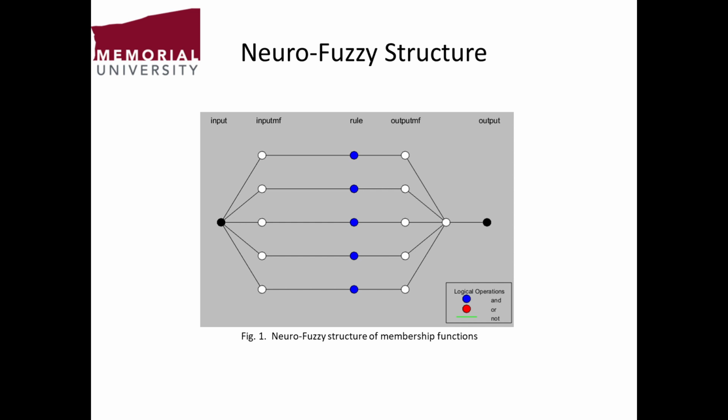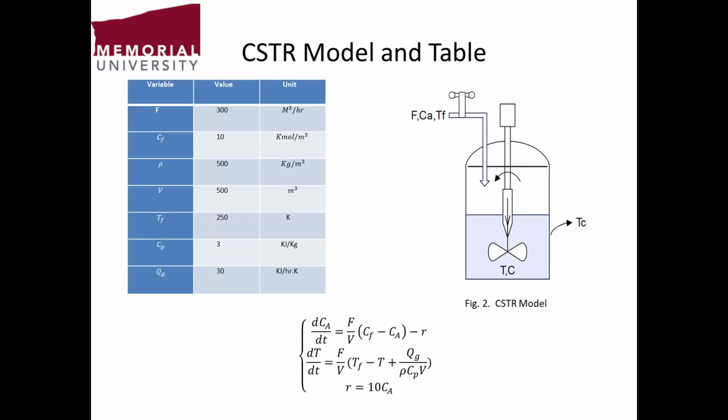The black circles are the input and output, whereas the blue ones are the rules. And the white circles are the input membership function and output membership function. Let's talk about the model and table.